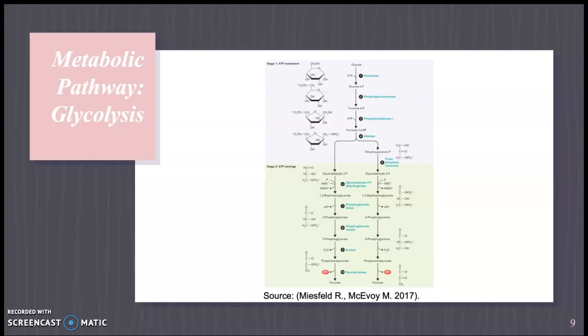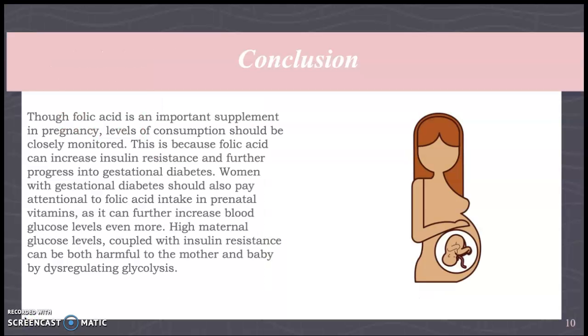brain function and survival. So in conclusion, though folic acid is an important supplement in pregnancy, the levels of consumption should be closely monitored. This is because folic acid can increase insulin resistance, which can further progress into gestational diabetes. Women with gestational diabetes should also pay attention to folic acid intake and prenatal vitamins because it can increase blood glucose levels even more. And high maternal glucose levels coupled with insulin resistance can be harmful to the mother and the baby by dysregulating glycolysis.